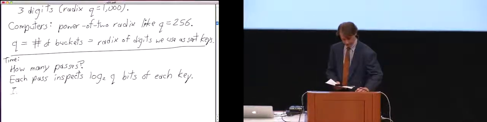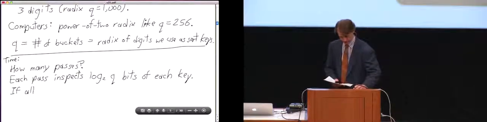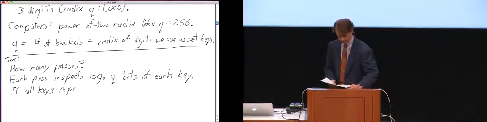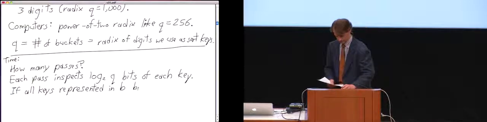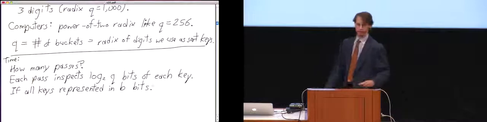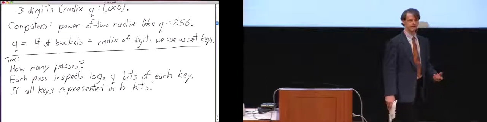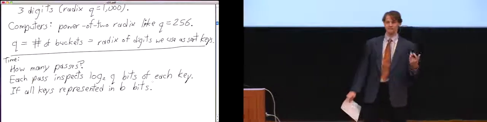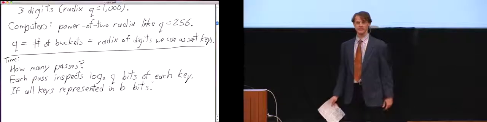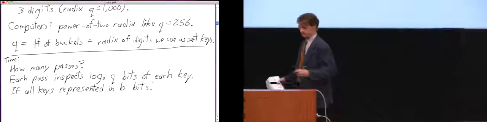So how long are the keys? Well, let's just suppose that all the keys we want to sort are represented in B bits, where B is some constant. And this is usually true in practice. Usually you're sorting things like ints. Ints are 32 bits. That's a constant.